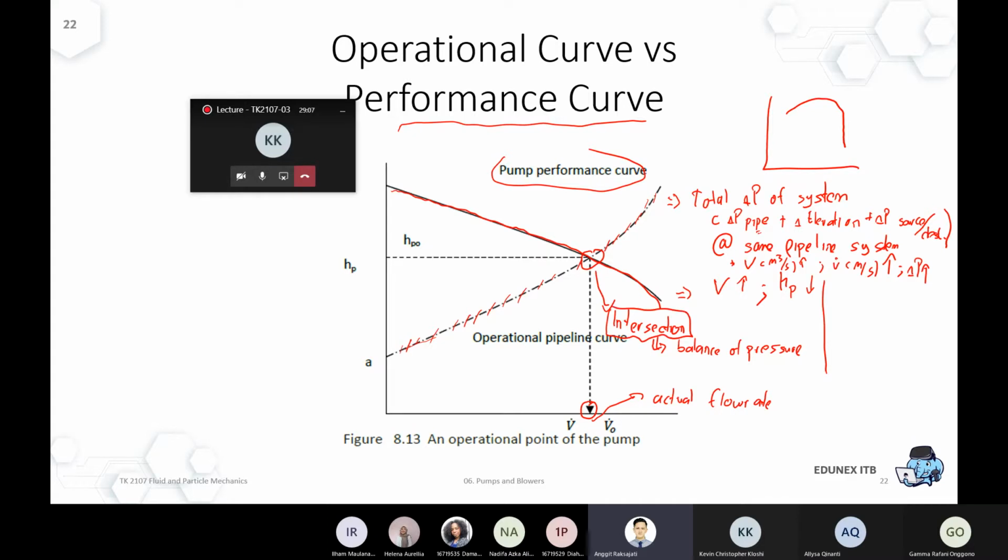the intersection between the pipeline curve and the performance curve will be the balance where the actual flow rate will be found if the system is not controlled or regulated. This is especially important when we want to look at the performance curve of the pump. So later in slide 30-something, I think I have some example about this, and it starts with the concept of the intersection between the performance curve and the pipeline curve.